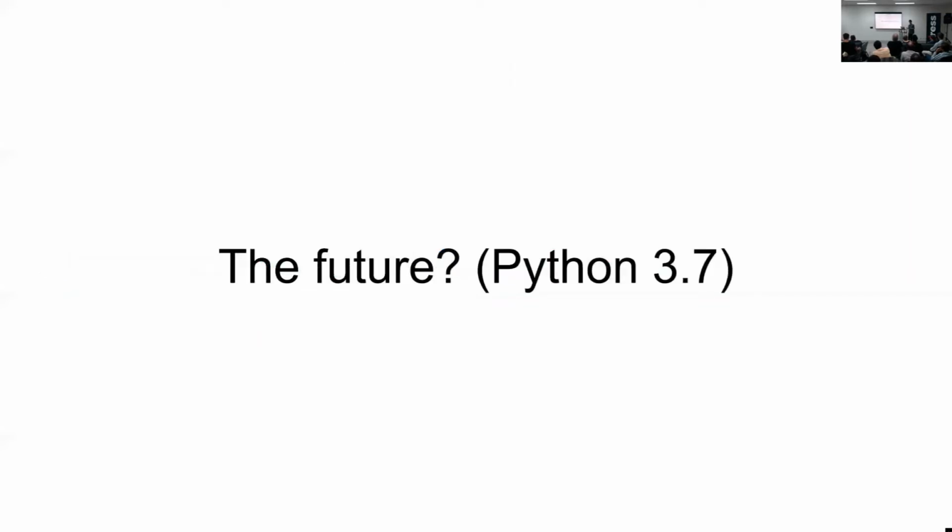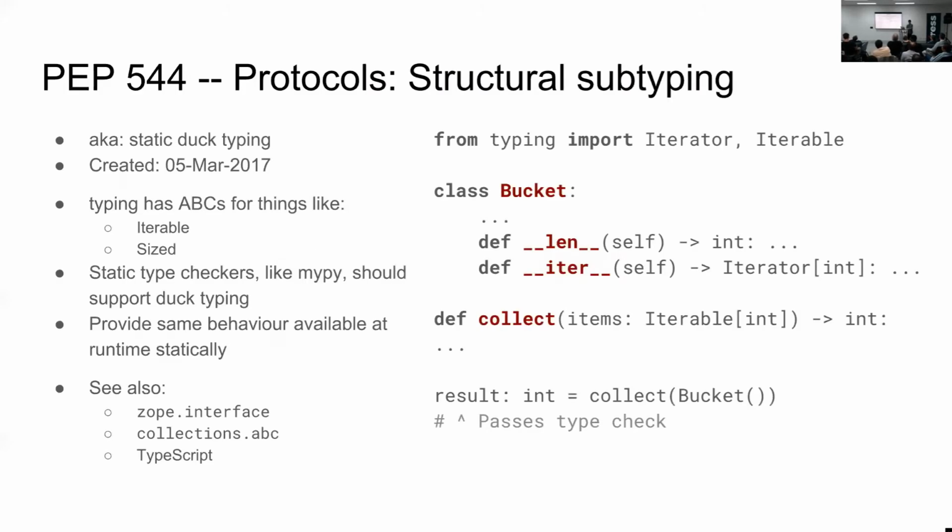So what do we have in store for the future? Python 2.7. One of the biggest things is this proposal for structural subtyping, or static duck typing, basically. So the idea is that the typing module has some abstract base classes for things like Iterable and Sized. You might notice that we have used this Iterable generic here. It is also an abstract base class, so you can actually use isinstance checks on objects with these Iterable and Sized and whatnot.